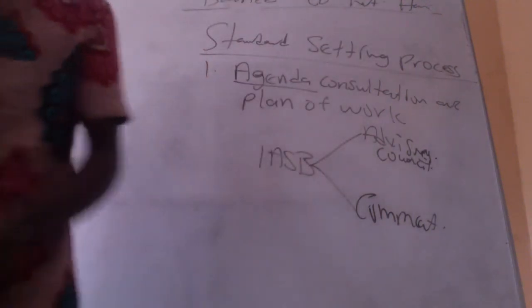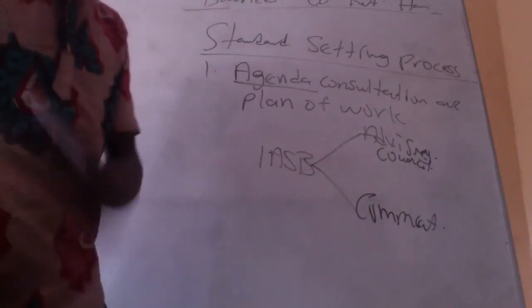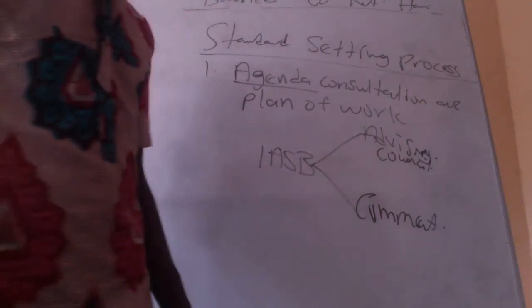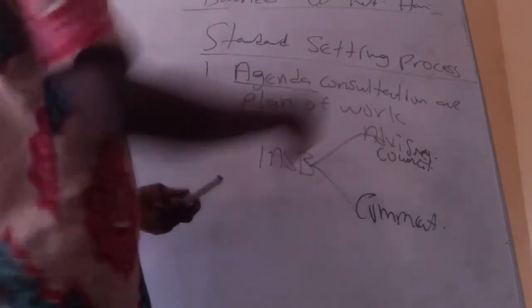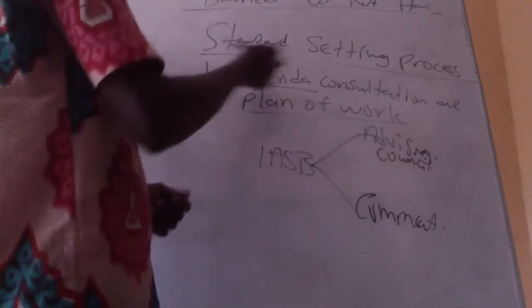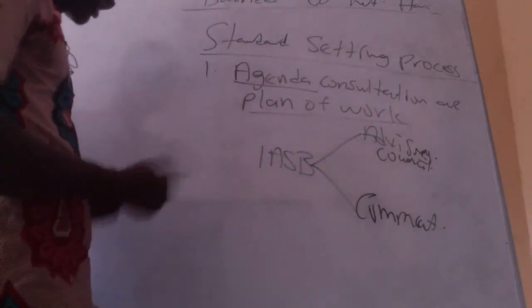Not that only a few people go and corner somewhere, put certain things together to represent something. No, not at all. You have to put all of this into consideration. Good. Now, after the ideas have been gathered, they have to plan the work. So that's the agenda consultation and plan of work. So they will plan the work.